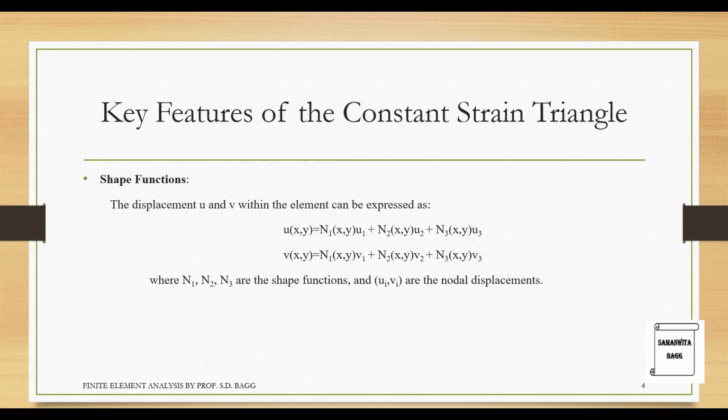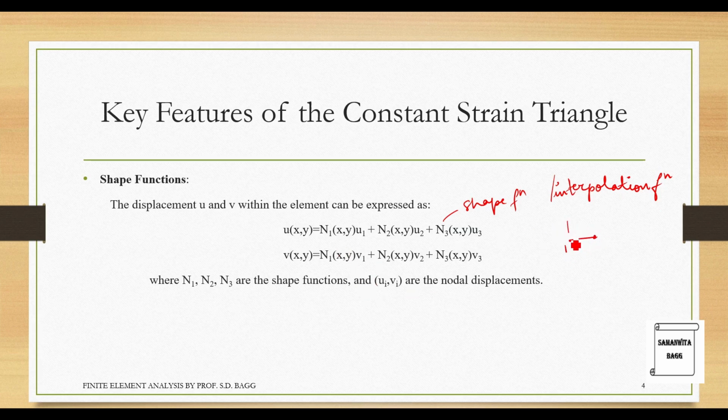Shape functions. The displacement u and v within the element can be expressed as u is equal to N1 u1 plus N2 u2 plus N3 u3, where N here stands for shape function, or it is also called interpolation function. u and v because it is bidirectional.